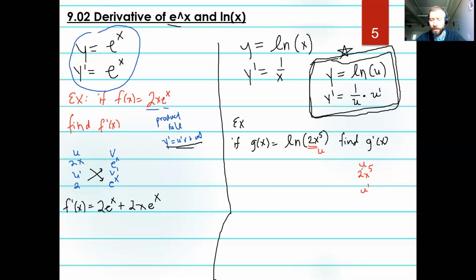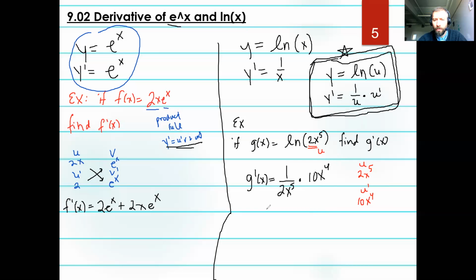And I know that for u prime, I'm going to use the power rule. The 5 comes down with the 2 to make it 10. And then, of course, I always subtract the power, so that becomes 10x to the 4th. So this is everything I now need to find my derivative. So when I take my derivative, I'm going to start with 1 over u, or 1 over whatever was inside, 2x to the 5th, times u prime, which was the derivative of the inside, 10x to the 4th.